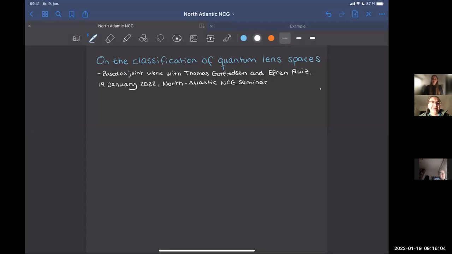This is a topic which is very dear to my heart, graph algebras. And I'm very happy that Sophie will tell us about some very interesting new developments concerning graph C*-algebras. So the title is On the Classification of Quantum Lens Spaces. Sophie, the floor is yours. The Zoom is yours. Take it away.